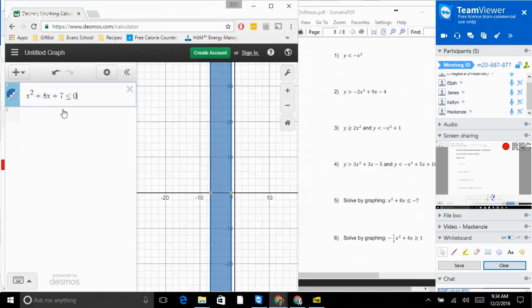Okay, so technically what this equation has that the other equations don't have, if you notice 1 through 4, we have y is less than or equal to x squared or greater than or equal to x squared. What you'll notice about 5 and 6 is that there is no y term. So really what they're looking for is, tell me what x's make this inequality true. Okay, so I moved my 7 to the other side and graphed it as x squared plus 8x plus 7 is less than or equal to 0. And I'll show you why I did that in a minute.